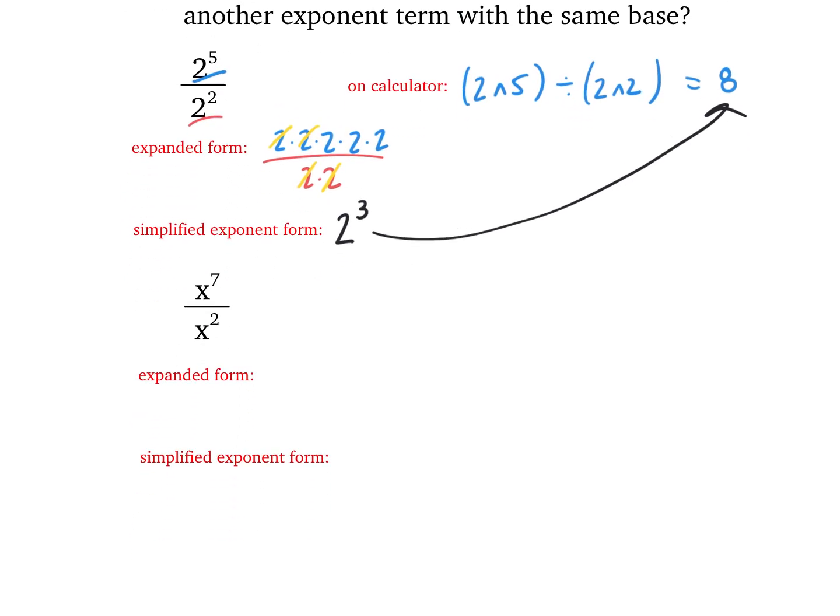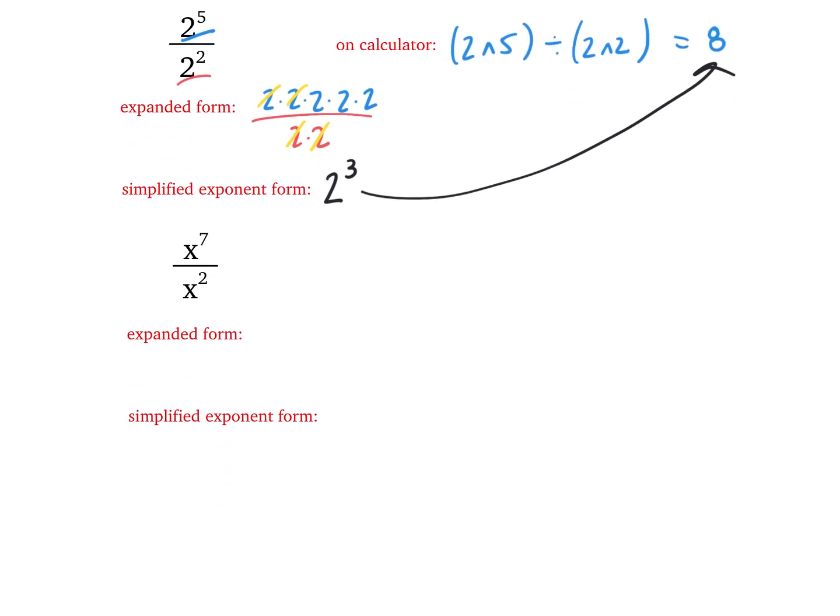Let's look at one more example using variables. X to the 7th, x times x times x times x times x times x times x. X squared would just be 2 of those. Thank goodness. If I look at what cancels, 1 from the top and 1 from the bottom, 1 from the top and 1 from the bottom, leaving me with a total of this many x's, which happens to be 5. So x to the 7th divided by x squared, those 2 from the bottom are canceling out with 2 from the top, leaving me with x to the 5th. Do you notice any shortcuts in these two examples?